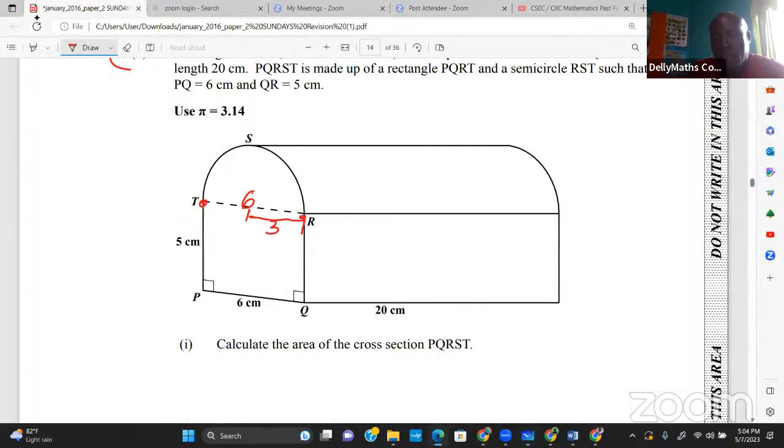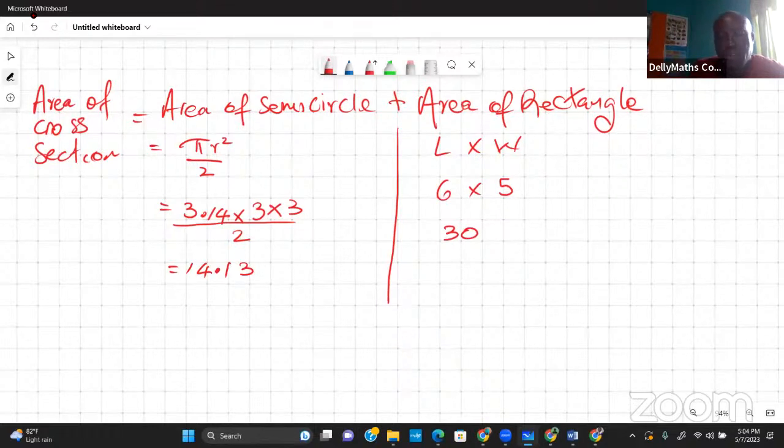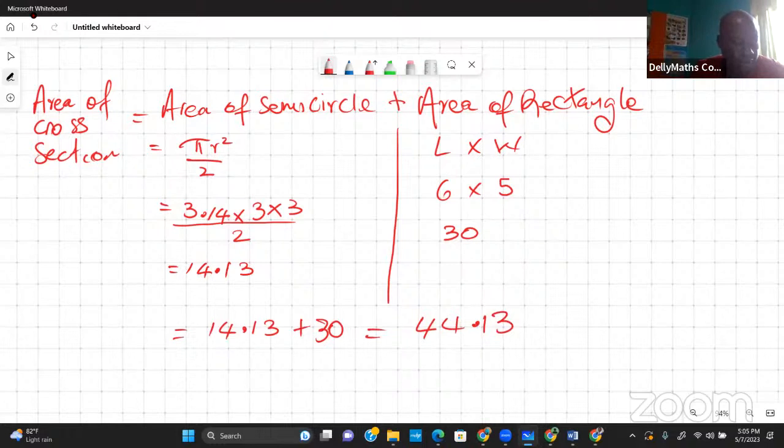Now let's look at the dimension for the rectangle, 5 times 6. Area of the rectangle is length times width, 6 times 5, 30, right? So that's 30. So the cross section, as you could see, is 14.13 plus 30, and that's going to give us 44.13, right? And I believe this is centimeters square. There it is. All right, so you look at what you have, you put it together, and you're ready to go.